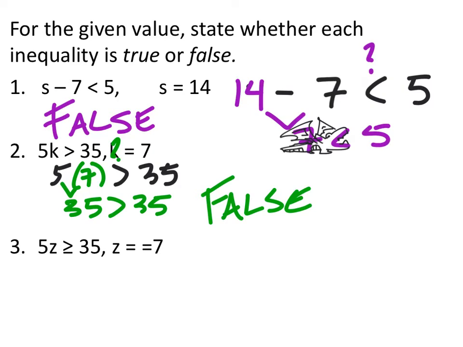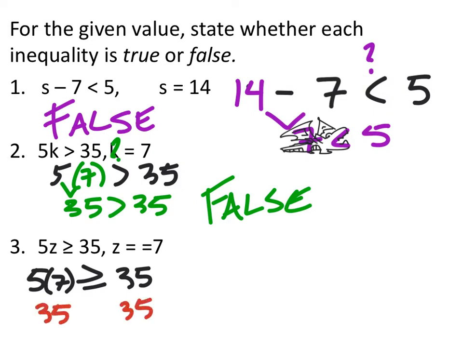So that one's false. Now the next one, it's the same inequality, but some of you guys noticed it's got that greater than or equal to part of it. So yeah, we'll replace the z with 7 on this one. And yeah, sure enough, 5 times 7 is 35 again, just like we thought it would be. But again, we got to ask ourselves, is 35 greater than or equal to 35?